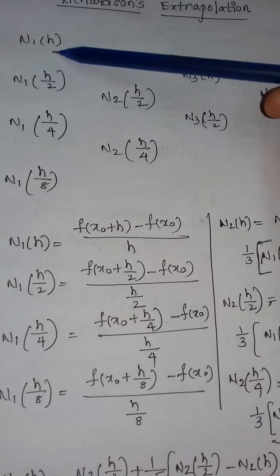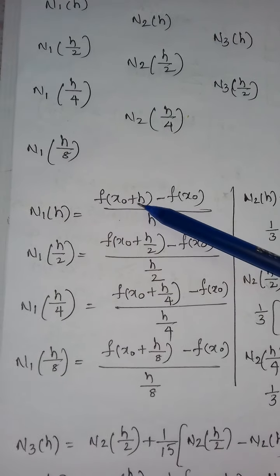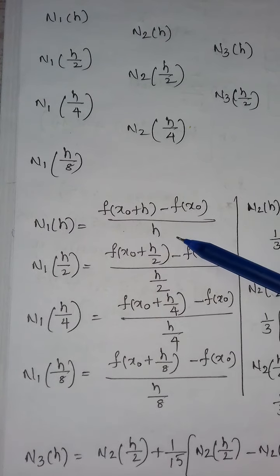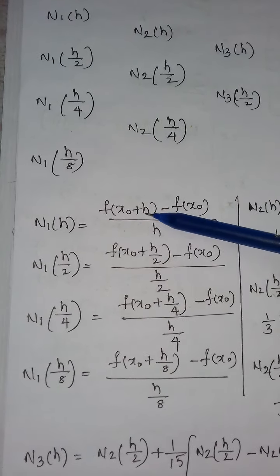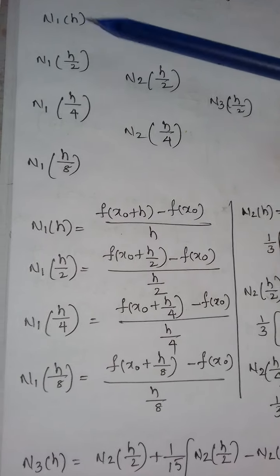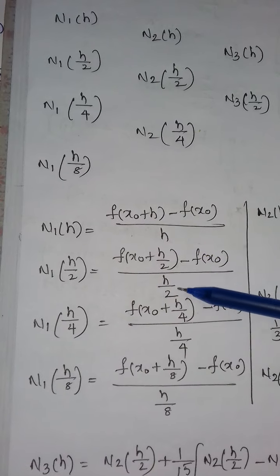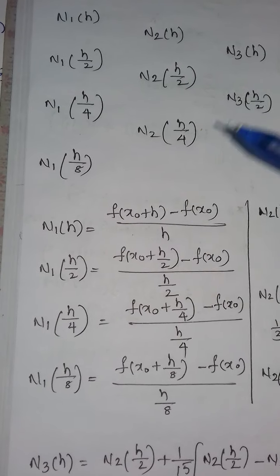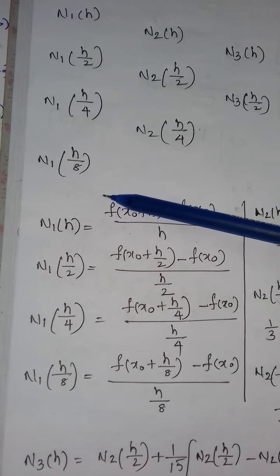So first for N1(h) we will use this formula, that is N1(h) equals f of x naught plus h minus f of x naught, divided by h. Now for finding all these values, just replace h. Here there is h, so we have used h, and here is h by 2, so just replace h with h by 2, and here also h by 2, that will give the value of x naught and h. Just use those values and you can find all the values.